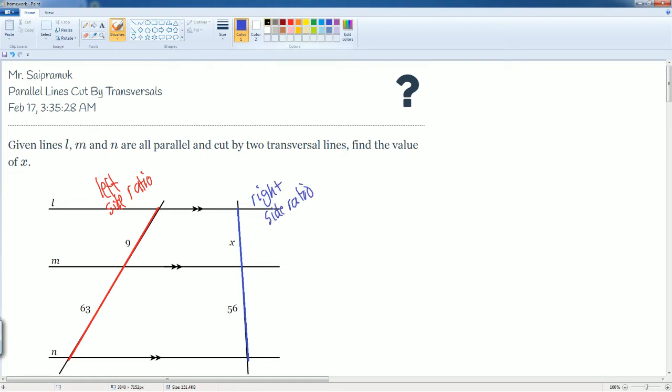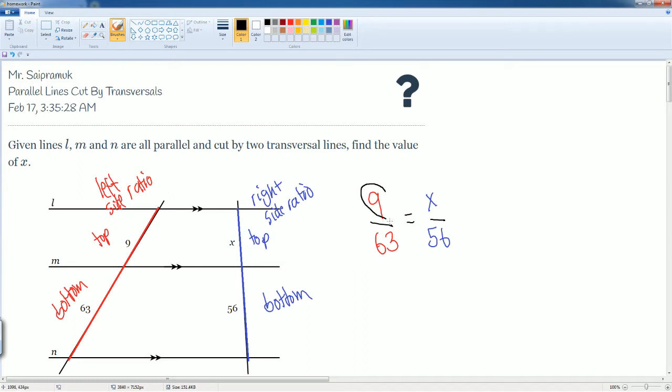Okay, so let's set this up. This is the top part, so that's 9 divided by the bottom part, which is going to be 63. This is going to be equal to the right hand side ratio, the top part, X divided by the bottom part, which is 56. So there you go. Left ratio equals the right ratio. You're allowed to do this because of the three parallel lines.